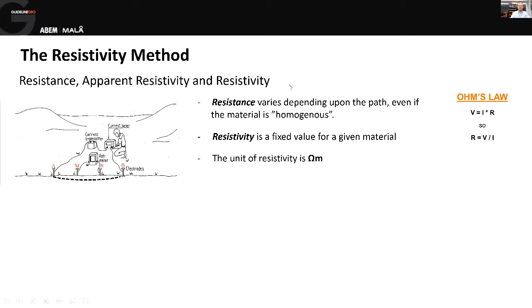So resistivity is not given in ohms like resistance, it's given in ohm meters. And that meter gives you an impression that actually this is dealing with more than just a single simple measurement. This is dealing with a volume.